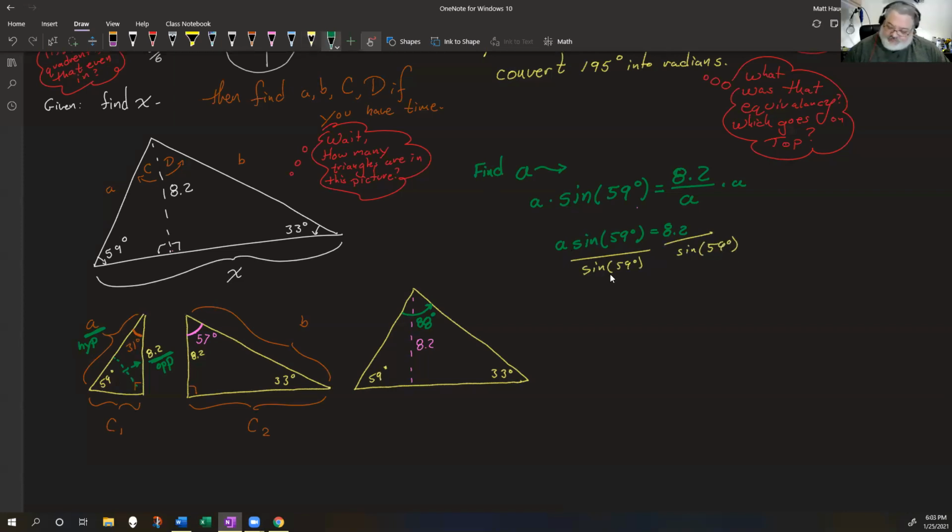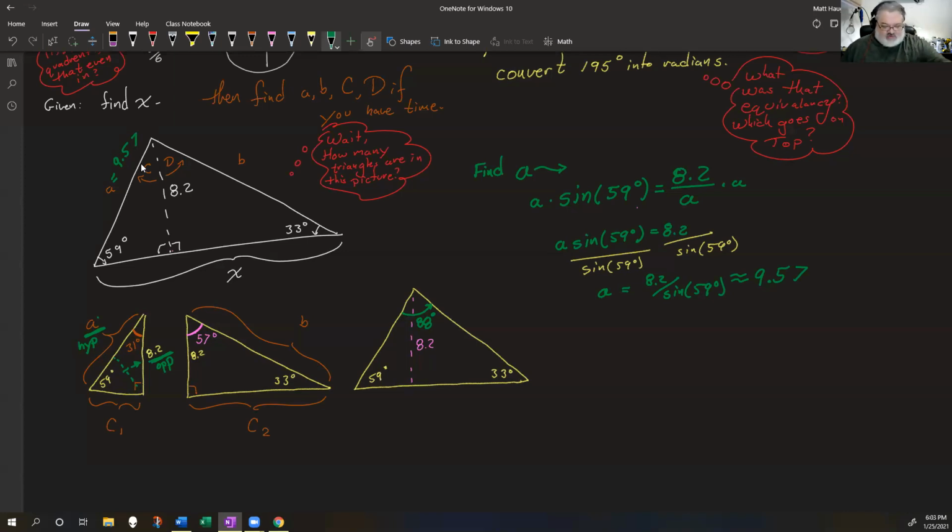Anyway, do be careful when you're solving for a variable in the denominator. It does take an extra step or two. Okay, I did that right. So what did you get for that length A? 9.57. 9.57. So that A value, 9.57, is larger than the 8.2, and that shouldn't be surprising.